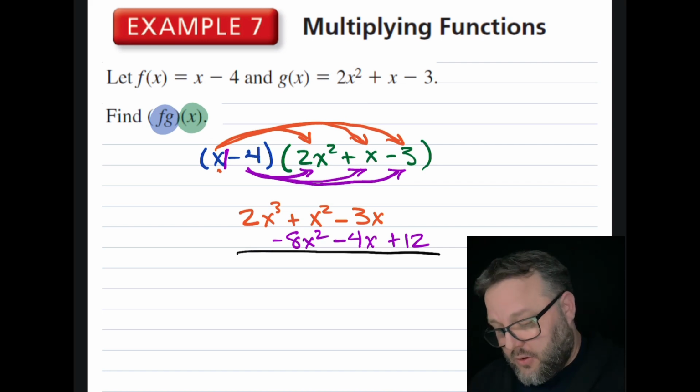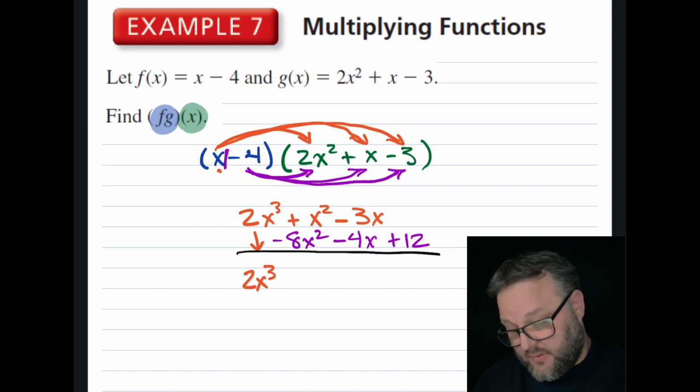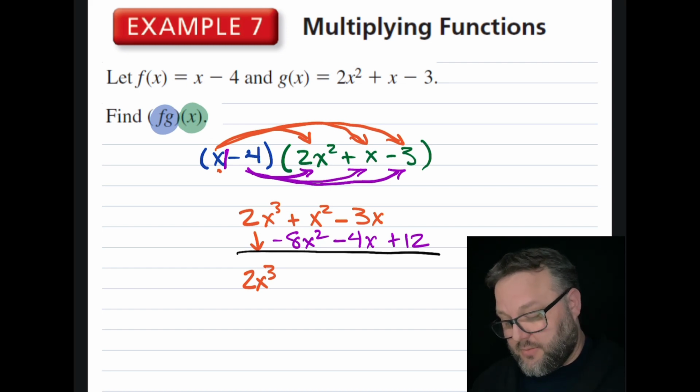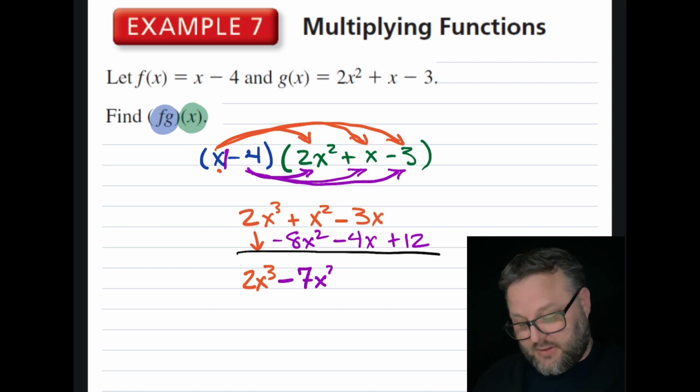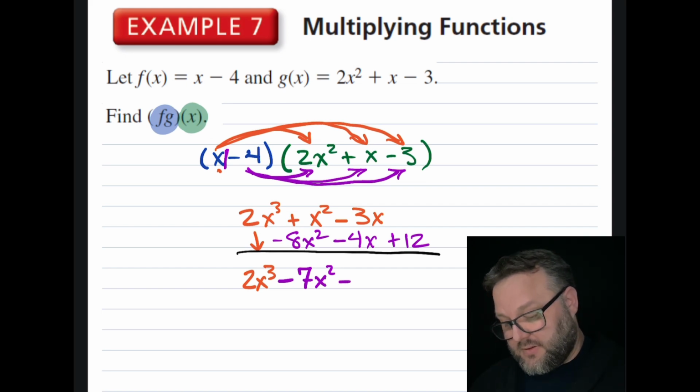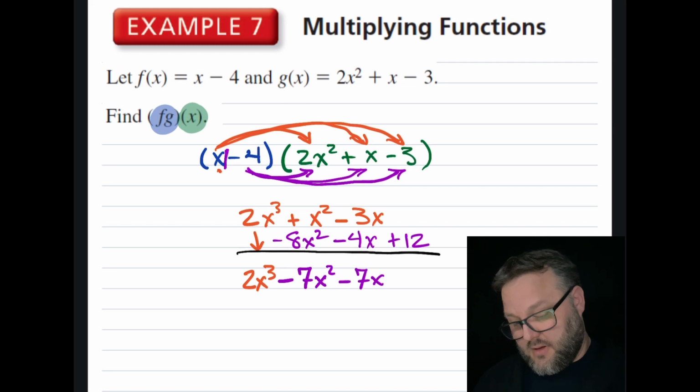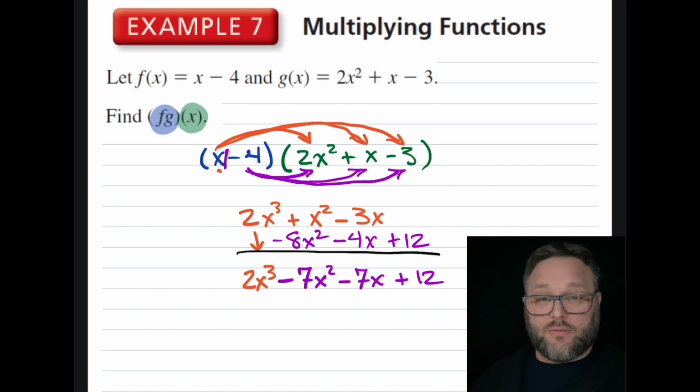All right, so with this, there's nothing to combine with my 2x cubed, so it stays. I have a positive and a negative x squared. The negative is bigger, so my answer is going to be negative. The difference is 7, so I keep my x squareds. Then I have a negative and a negative, so my answer is going to be negative 7x. And over here, I'm going to have a positive 12, because there's nothing to combine with it.